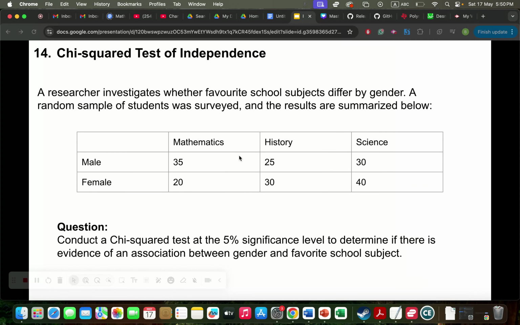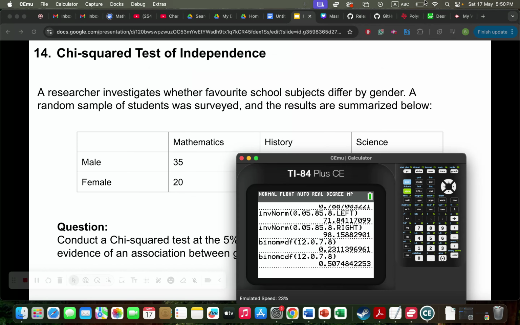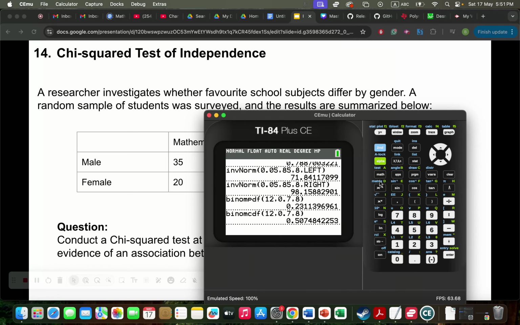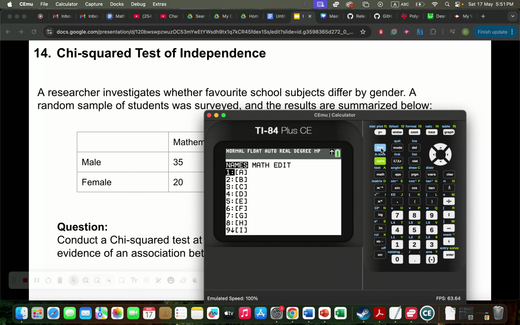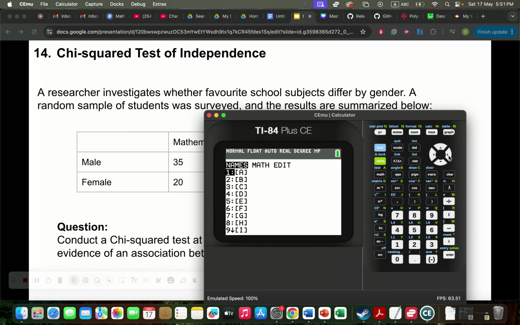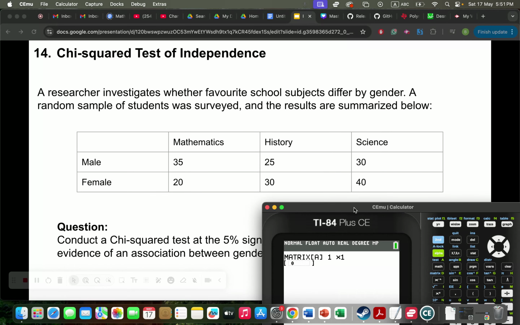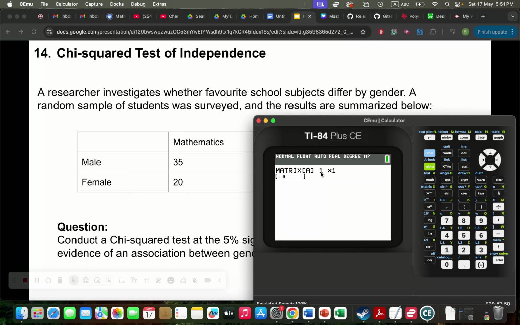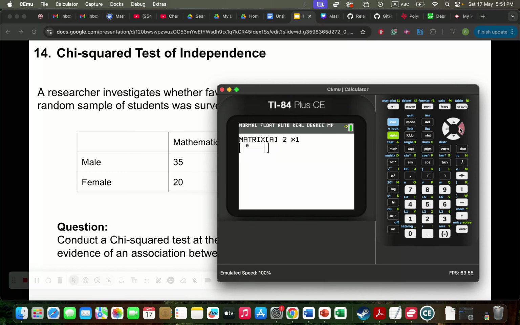Now, what you want to do with the calculator is go to second, then matrix. Then I want to go to edit and choose matrix A. I want to put the data in here because you can only put this data in the form of a matrix. The first numbers in the matrix tell me how many rows and how many columns I need. In this case it would be 2 rows and 3 columns, so I'll choose 2 by 3. Then I'll press enter.